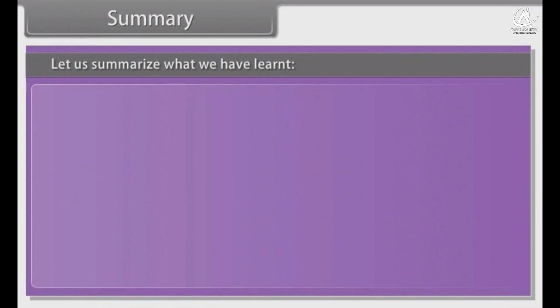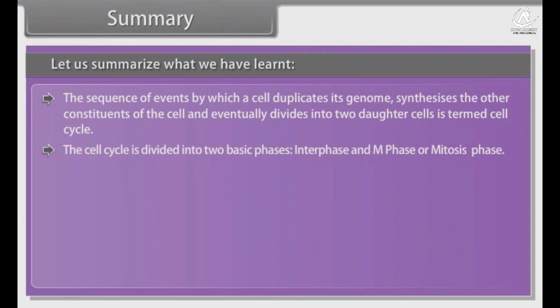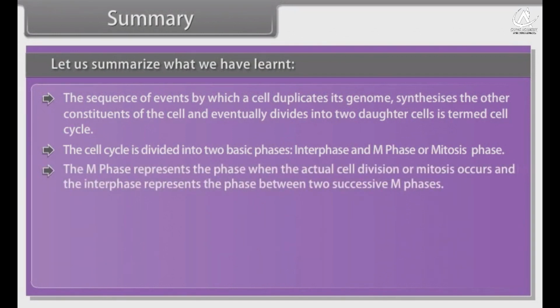Summary. Let us summarize what we have learned. The sequence of events by which a cell duplicates its genome, synthesizes the other constituents of the cell, and eventually divides into two daughter cells is termed the cell cycle. The cell cycle is divided into two basic phases, interphase and M phase or mitosis phase. The M phase represents the phase when the actual cell division or mitosis occurs, and the interphase represents the phase between two successive M phases.